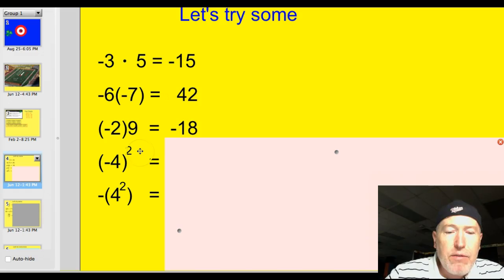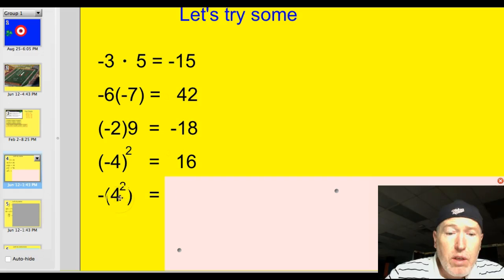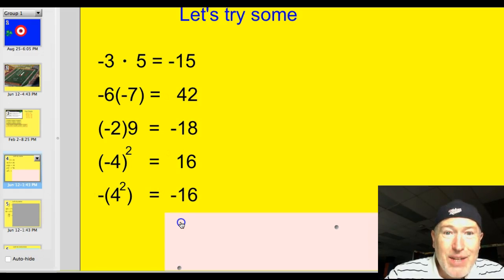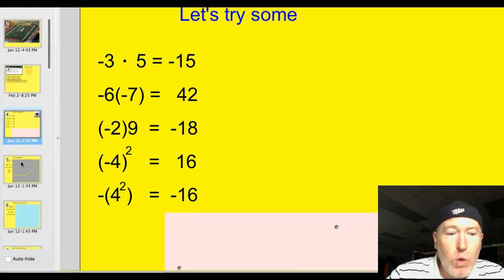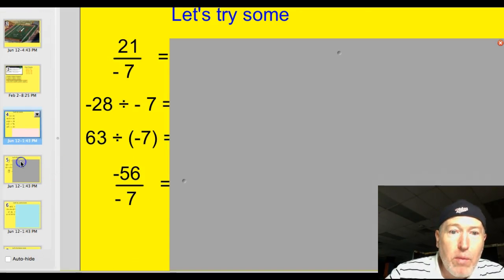This is a negative 4 squared. Well, this really means a negative 4 times a negative 4. So that's 2 negatives, that's going to be a positive 16. This here is 4 times 4. This is 16 as well. Then we make it negative, a negative 16. Get it? Those last 2 are a little tricky, but I'm going to have some on the quiz that look like that as well. So try to remember how to do those.